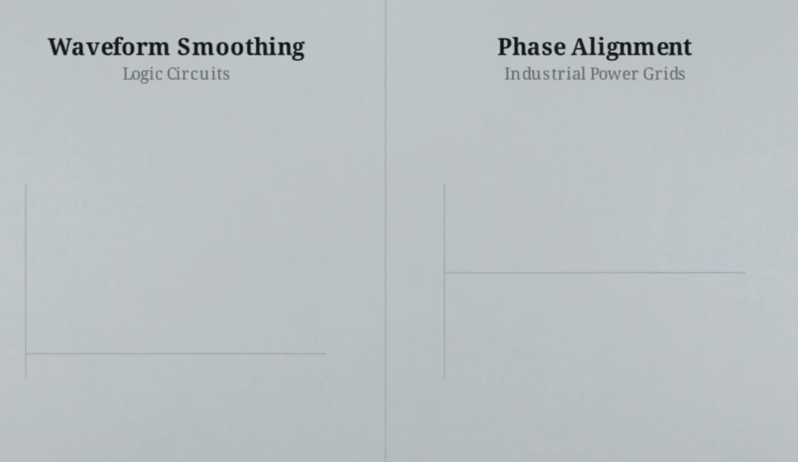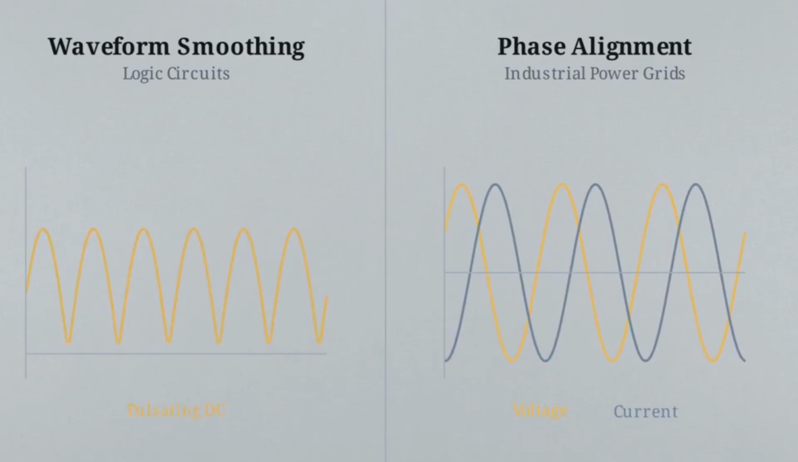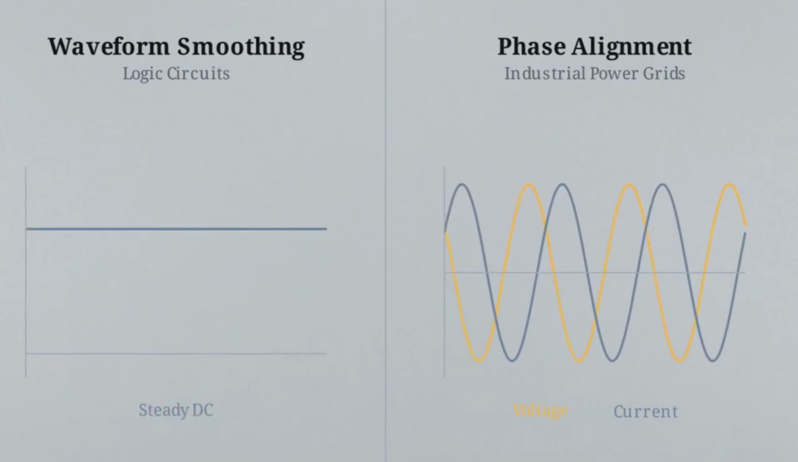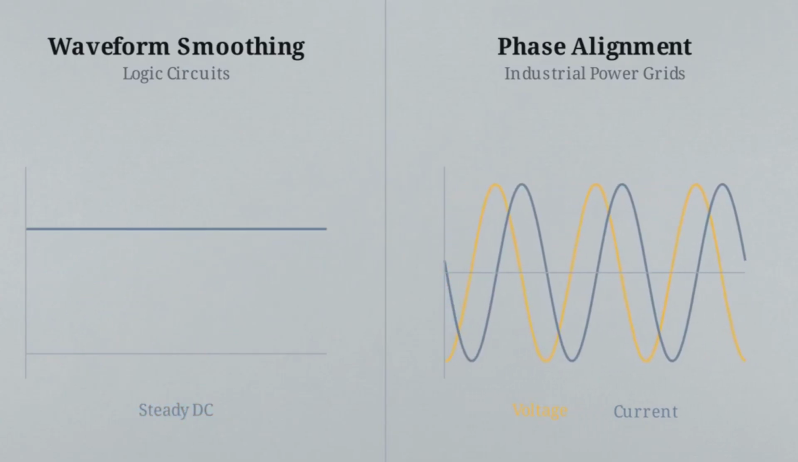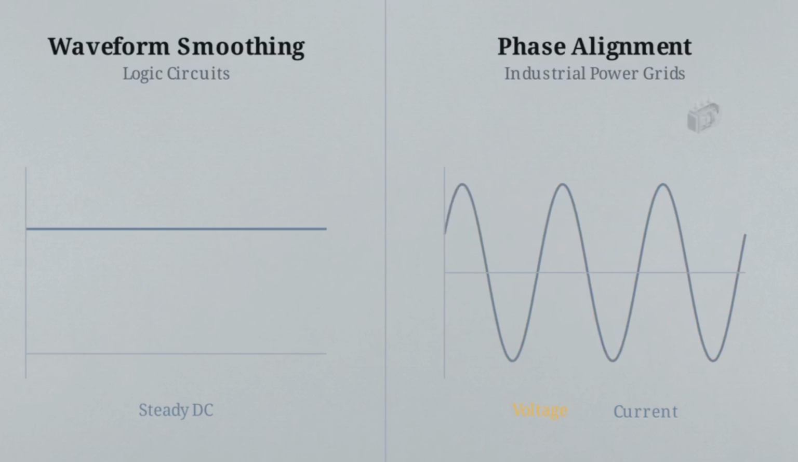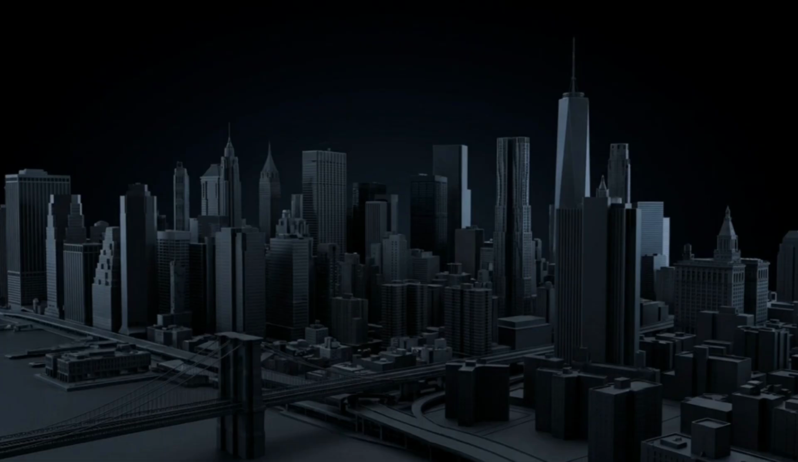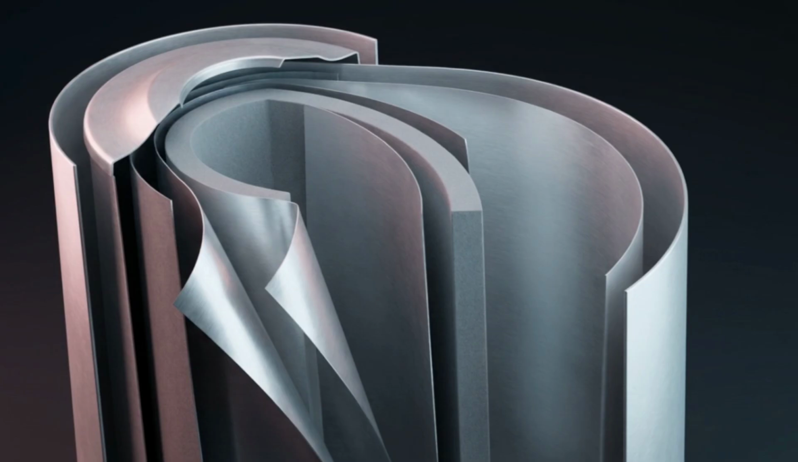We will trace this mechanic across two distinct scales: micro-level waveform smoothing in logic circuits and macro-level phase alignment on industrial power grids. Without this invisible electrostatic buffer, the stable, continuous power required by logic gates, microprocessors, and grid infrastructure would simply collapse. Internally, the geometry of a standard capacitor relies on precise layering inside an outer protective shell.